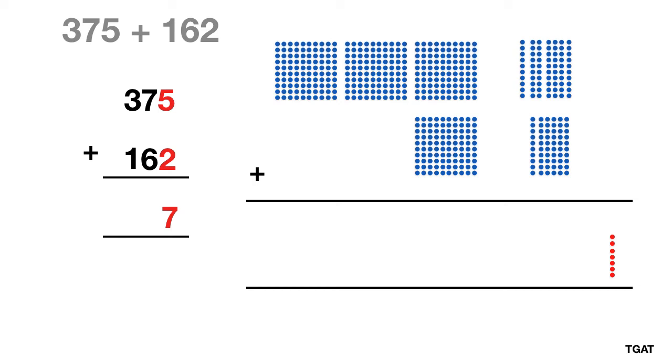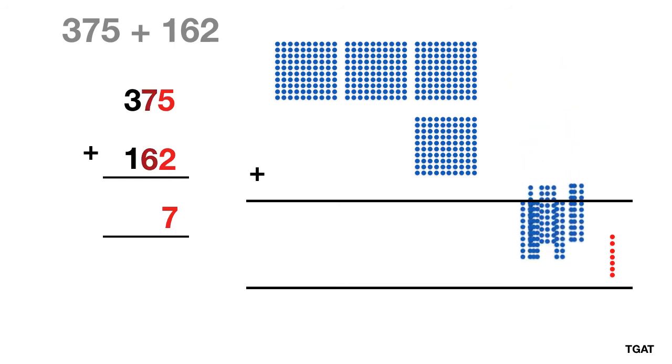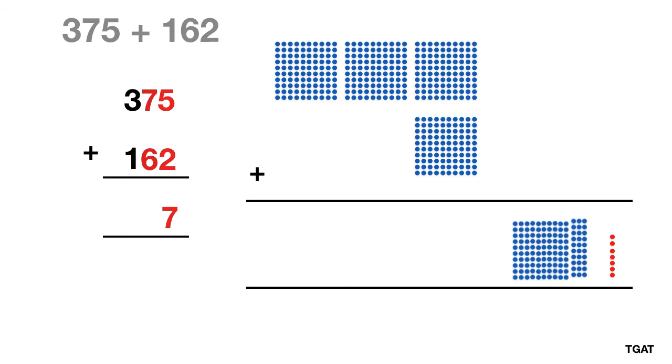Then we move to the tens, and we take all the tens and we pull them down into the answer box so that they're all together down there. Now, if we look at that, we have a slight problem. We have too many tens in the tens column. The largest digit we can have in the tens column is a 9, and we have 13 here.